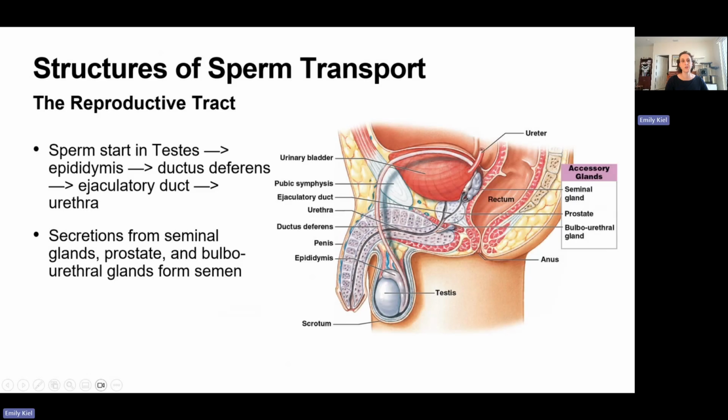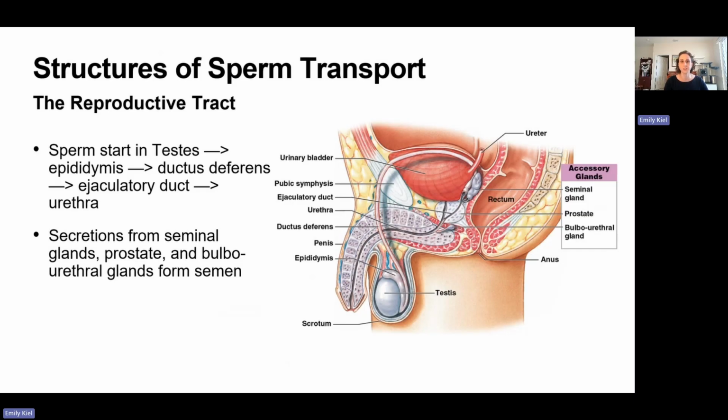And that is within the prostate. And then from the ejaculatory duct, they will go into the urethra. And you can see the urethra here where it's leaving from the urinary bladder. So the secretions, again, are from that seminal gland, the prostate, and the bulbourethral glands, and that is what's going to form the semen that carries the sperm.